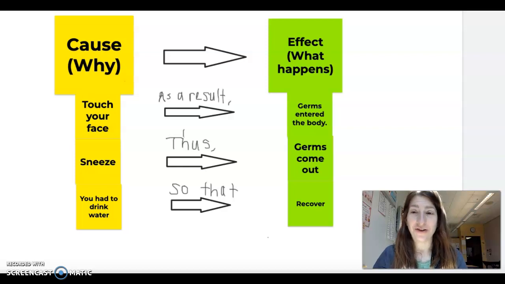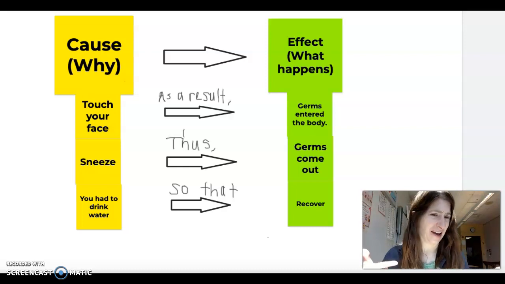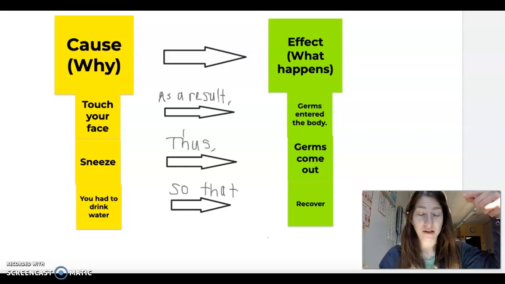Today we're going to take a look at different ways that authors might tell you about a story, or different ways that you can better understand how different parts of a story work together. One way that sometimes we understand stories is by thinking about what's the cause and what's the effect. The cause is the why part, like why did that happen? And the effect is what happens after that.